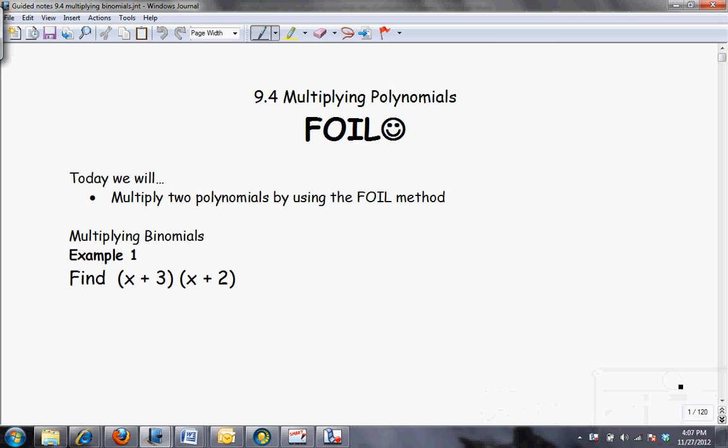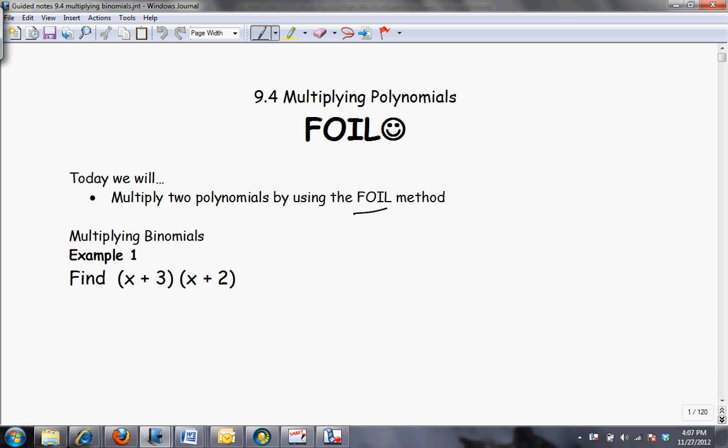Hi, this is Mrs. Pope from Roger Bacon High School, and today we're going to be talking about multiplying polynomials. In specific, we're going to be talking about multiplying two binomials. Notice we have two different sets of binomials here, and those are expressions with two different terms.